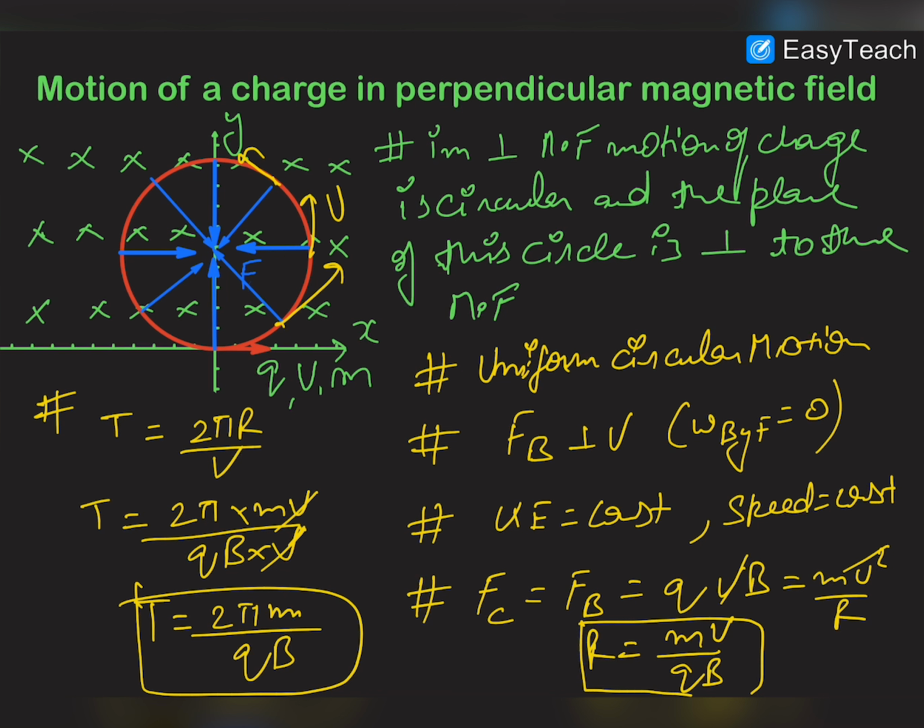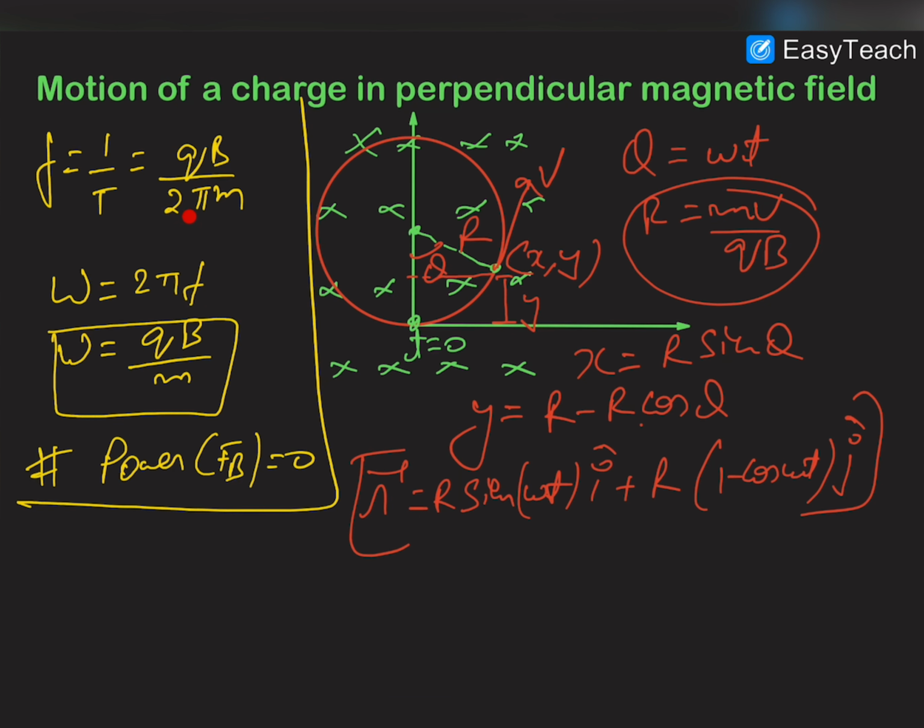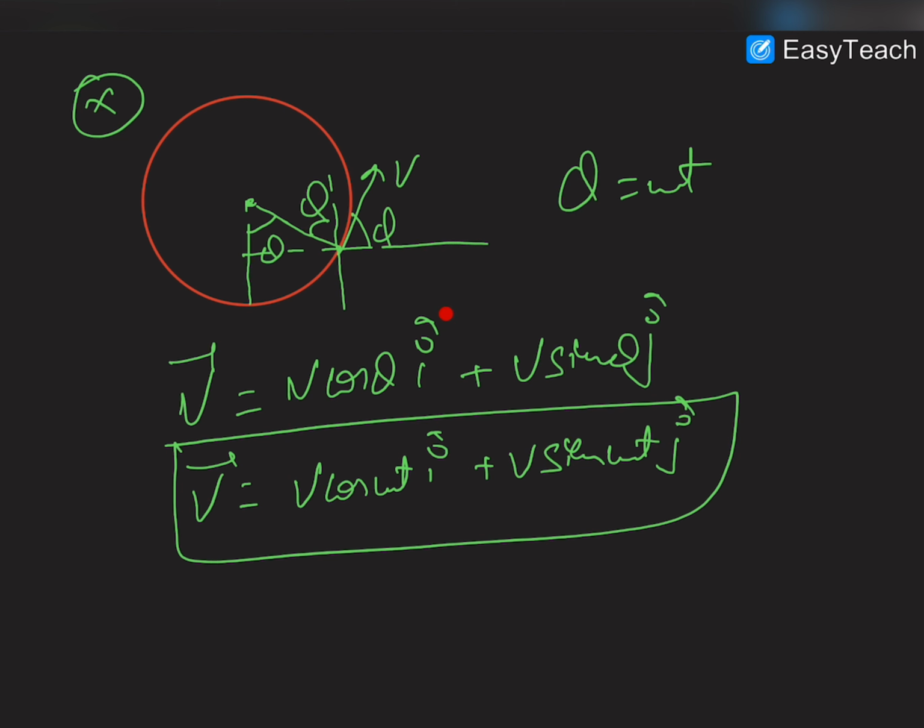And the time period is independent of the velocity of projection, which means that if the same charge is projected in the same field with different velocities, then the time period will still remain same, but radius depends on velocity, so radius would change. Frequency again is independent of velocity, and these are the coordinates of the particle. You can substitute t is equal to 0. So if t is equal to 0, then x coordinate is 0, and y is also 0. So particle is at this position. And you can also find out the instantaneous velocity of the particle.